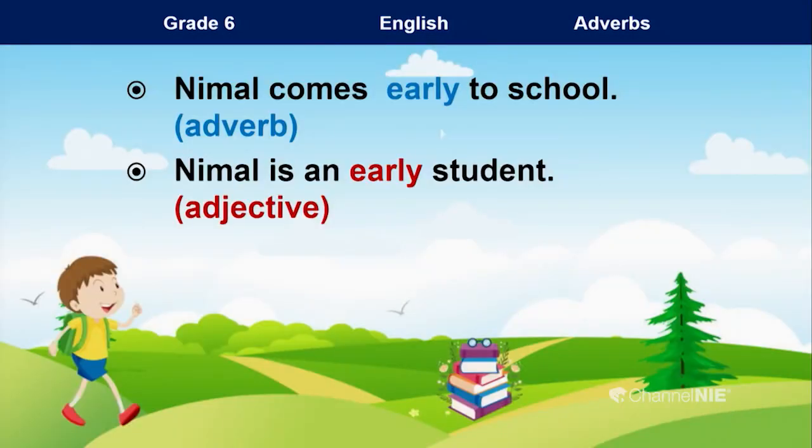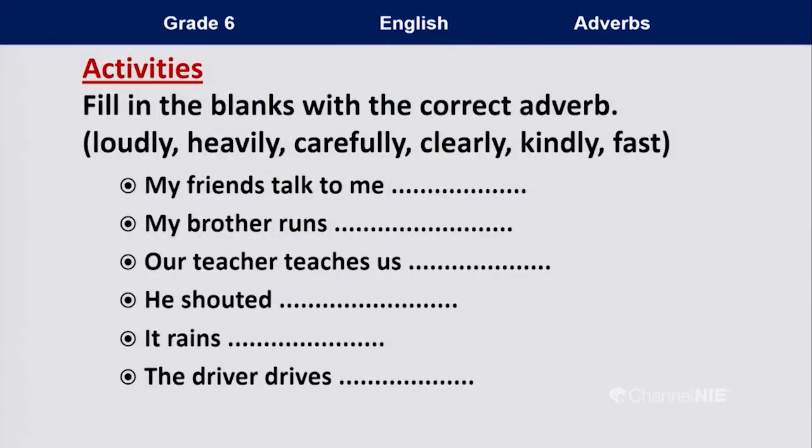Nimal comes early to school. Early here is the adverb. Right. So it describes the action of Nimal, how he comes to school. And in the second one, Miss Suchitra, it is used as an adjective. Yes. Nimal is an early student. That's right. The noun student is described here with the adjective early. So here you can see Nimal is an early student. Early is an adjective. So it's good to be early to school. Of course. All right, children.